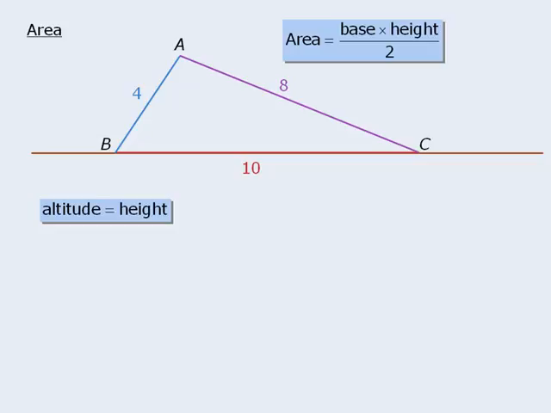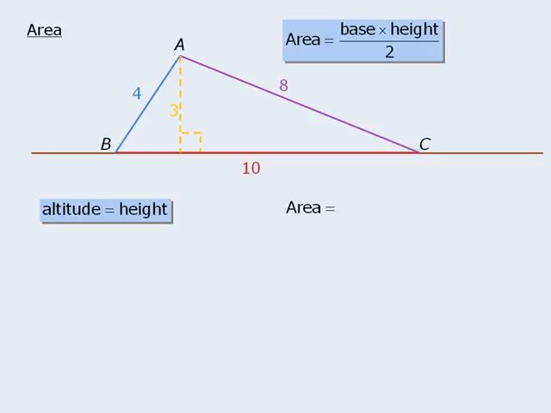But what about the height? Well, the height of a triangle is the distance from the vertex opposite the base down to the base such that this line is perpendicular to the base. Now let's say that the height of this triangle is 3. If that's the case, we can find the area of this triangle.